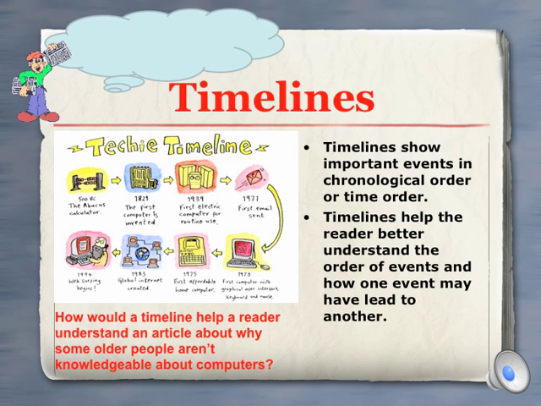Timelines. Timelines show important events in chronological order or time order. Please copy the first bullet point. This explains a sequence of events. So what came first, what came next.